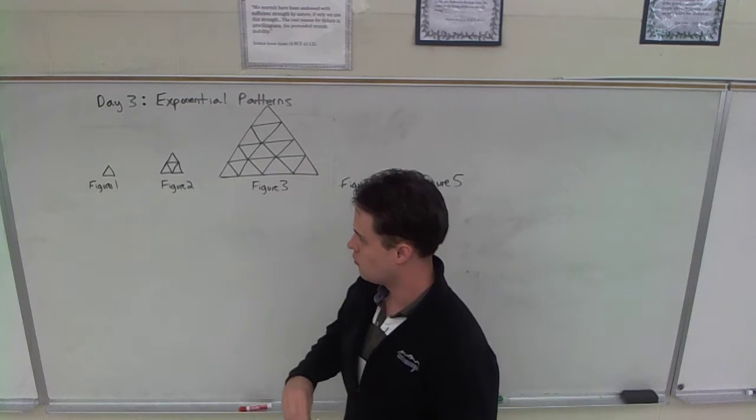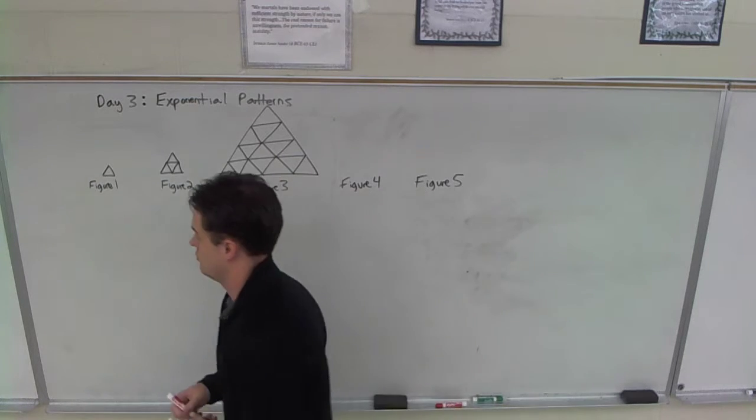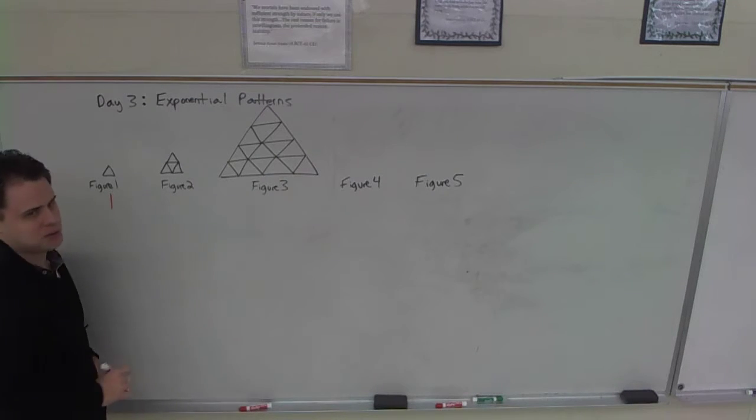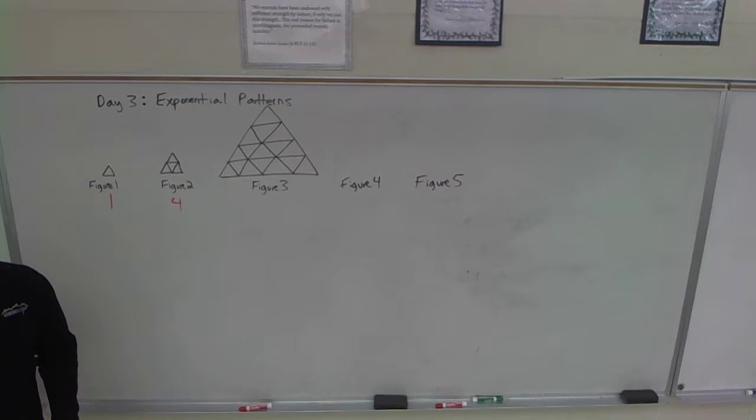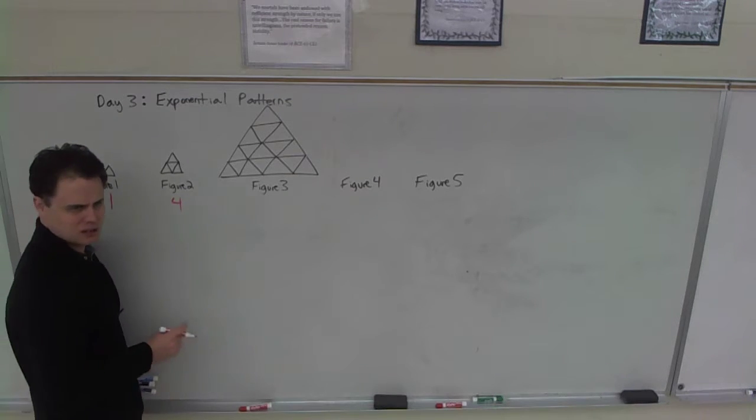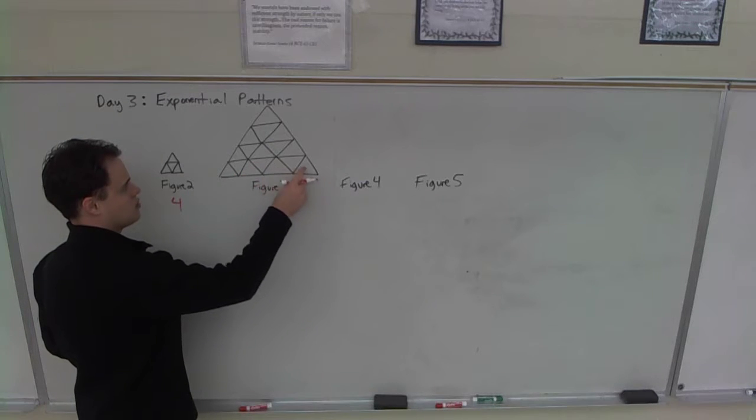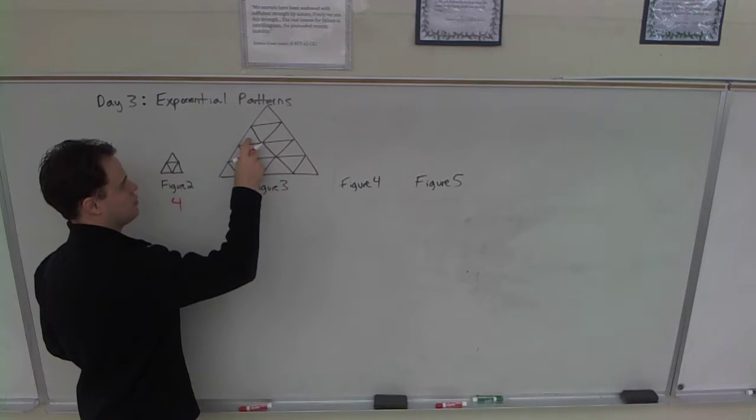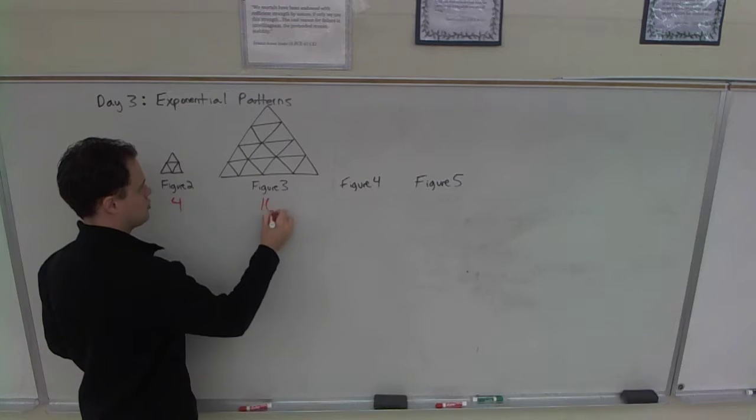So, how many triangles? 1. Boring. How many triangles? 3, no, 4. How many triangles? It might have to be more careful. Is it 16? Yeah, I'm pretty sure. 7, 8, 9, 10, 11, 12, 13, 14, 15, 16. And Andrew is correct. Woo!